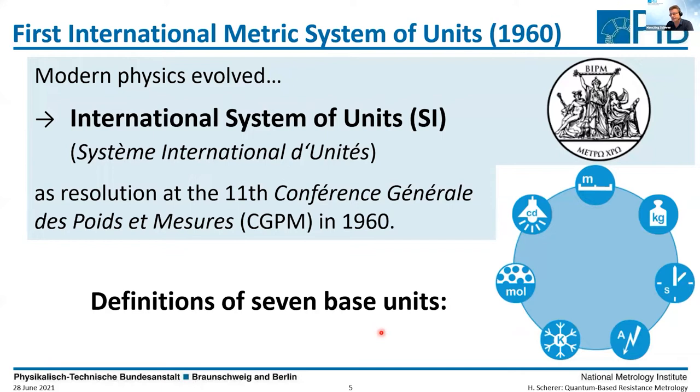This was then decided in 1960 to establish this international system by the Conférence Générale des Poids et Mesures, CGPM, in that year. It gave rise to the definition of the seven base units shown here, which you all may know: meter, kilogram, second, ampere, Kelvin, mole, and candela.